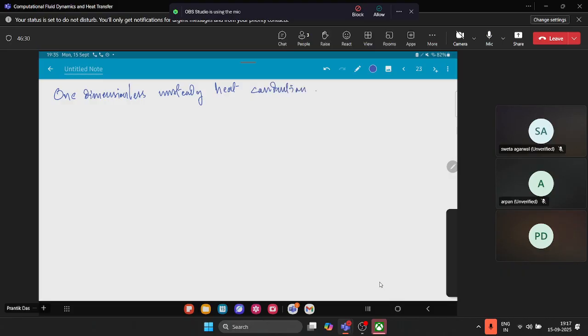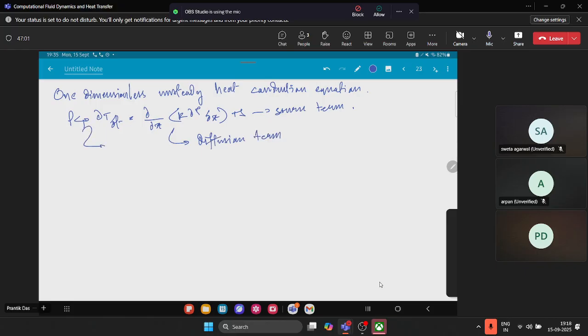The equation looks like rho Cp dT/dt equals d/dx of k dT/dx plus S. Cp is basically the specific heat capacity, and S is basically your source term. The first term on the right hand side of the equation is the diffusion term. The first term on the left hand side of the equation is basically the temporal term, which at a specific point gives you the time evolution of the temperature.